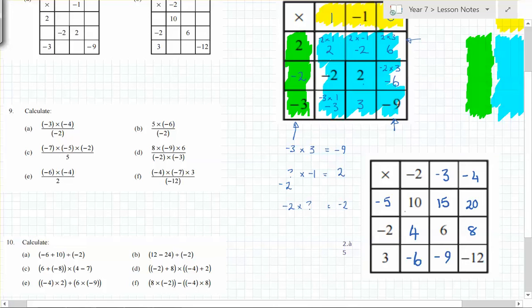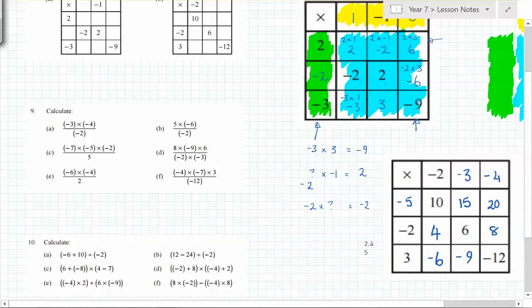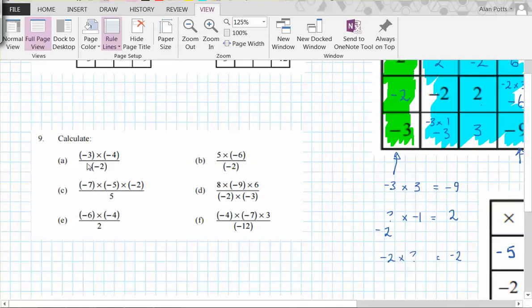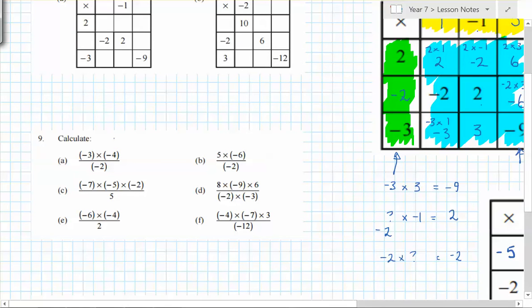Right. Easy. Now let's have a look at the next phase. On these ones, we're still dealing with negatives, but we've got these lines in between. What does the line mean? Divide. Okay. Now, do you remember the order of operations? Do you remember talking about BODMAS before?